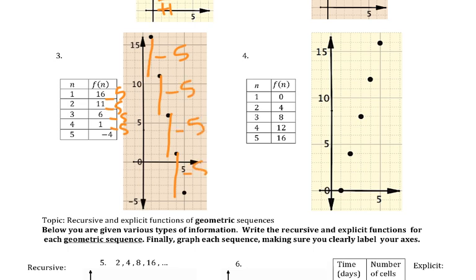Number 4, we have 0, 4, 8, 12, 16. We're adding 4 each time. Where do we see that? We're adding 4 each time these dots go up.